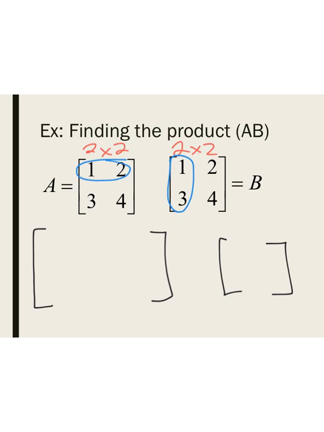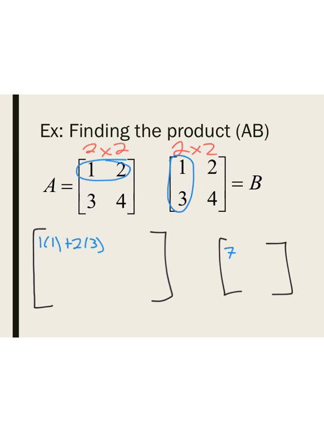So I'm going to take the first element in my row for A and multiply by the first element in my column for B. So I end up getting 1 times 1. And then I'm going to add to it the second element in my row for A times the second element in my column for B. So I'm going to add to that 2 times 3. And I end up getting 1 plus 6, which is 7. So that's going to be my answer in my resulting product.